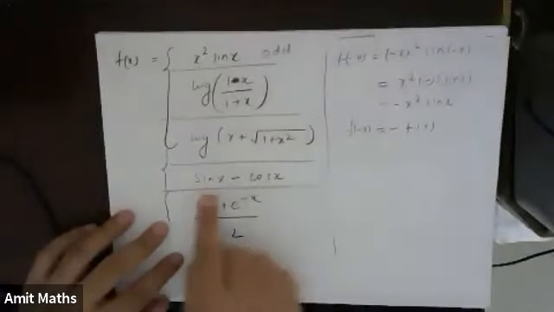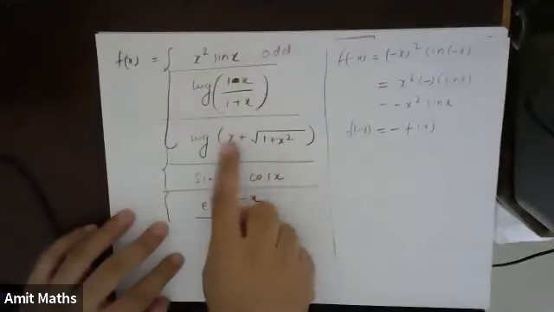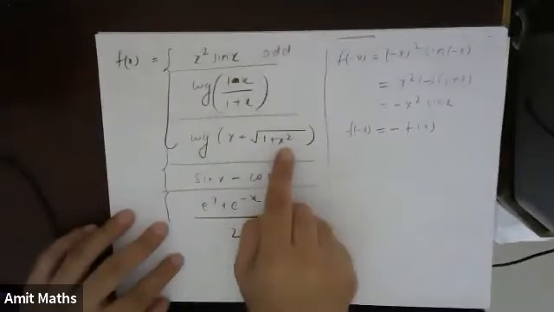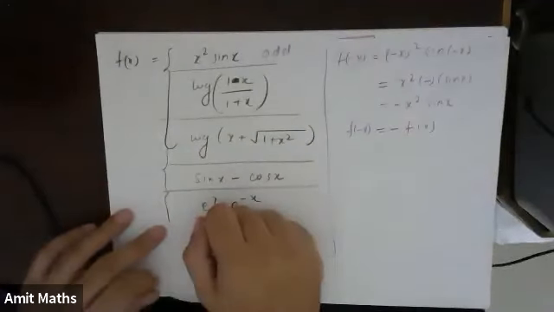And now think about it. This was an odd function, right? If this is 0, this becomes 0 plus 1 under root of 1 plus 0. This is log of 1. So 0, 0. Again, it is passing through 0, 0. So it's an odd function.